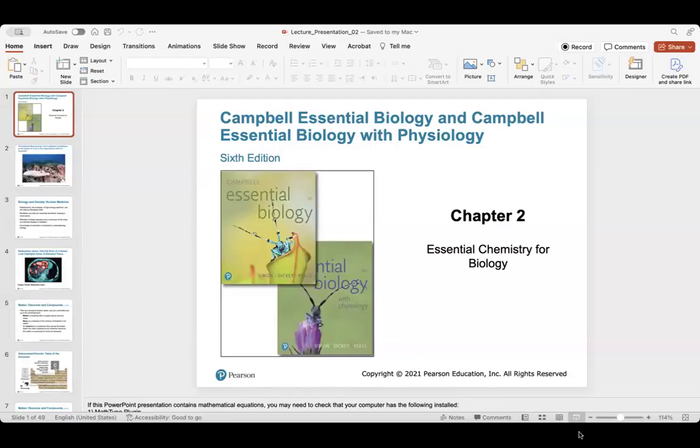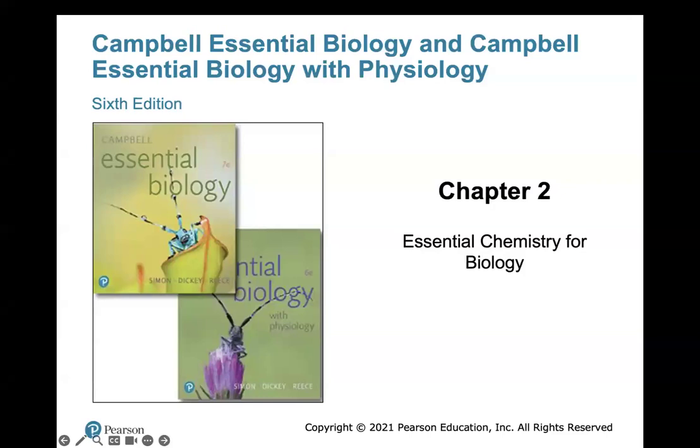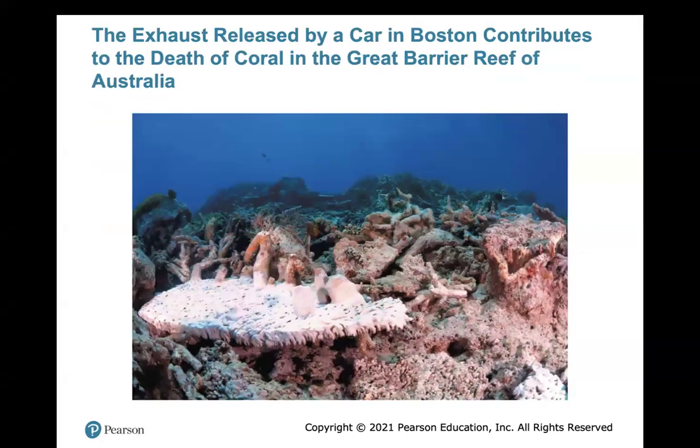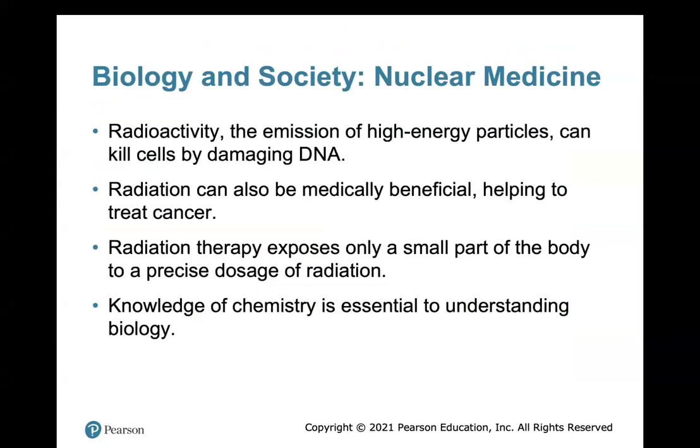All right, so chapter 2 is not everyone's favorite chapter, but we have to talk a little bit about chemistry to understand biology. Let's see here the exhaust released by a car in Boston and how it contributes to the death of coral in the Great Barrier Reef of Australia. And that has to do with a chemical process. So understanding chemistry will help us understand a little bit of biology.